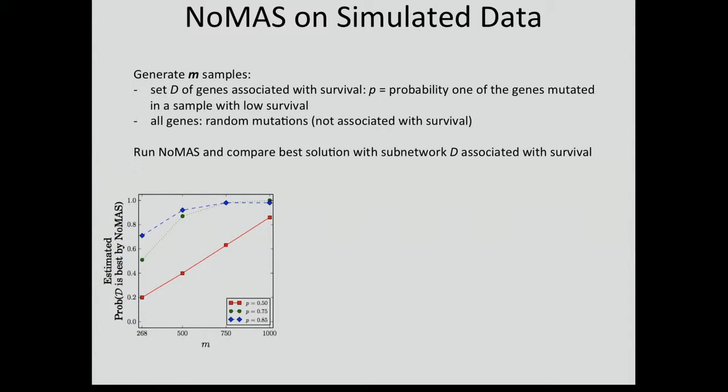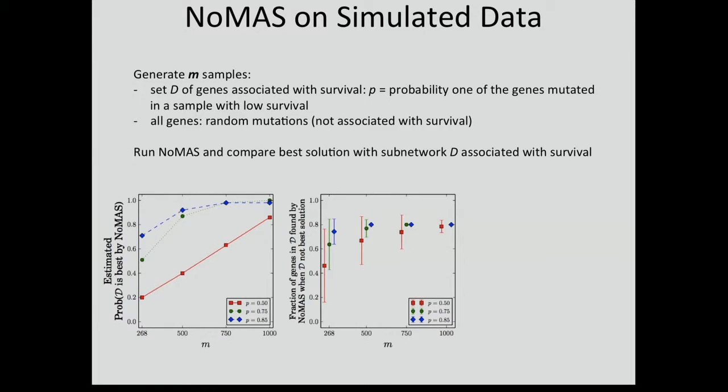So as we can see, for example, for this red line, that corresponds to the case when there is not a strong association between the set D and survival, the probability that our algorithm identifies the subnetwork associated with survival is not that high. But when the number of samples increases, or when the association between the set and survival is higher, our algorithm finds the actual planted solution with probability that is getting closer to 1. And moreover, simulations show that even when we do not identify the optimal solution, the solution we find contains many of the genes that are actually associated with survival.